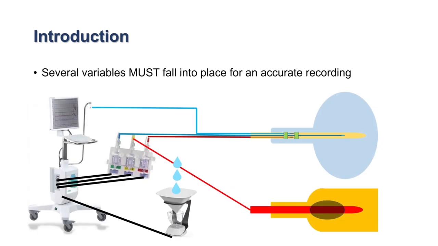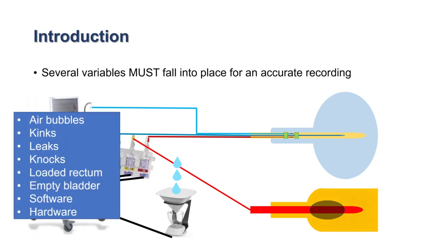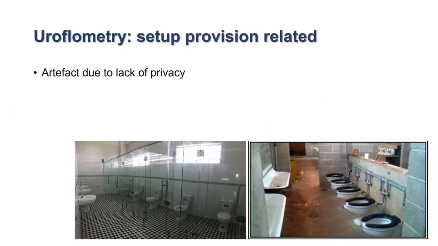Now, obviously, many variables must fall into place for an accurate recording, be it catheters, be it their connections, or the transducers' connection with the computer, and the computer software's functionality. Many things like air bubbles, kinks, leaks, knocking, that is touching the transducers, loaded rectum, empty bladder, software and hardware issues can lead to problems with interpretation and recording of urodynamics.